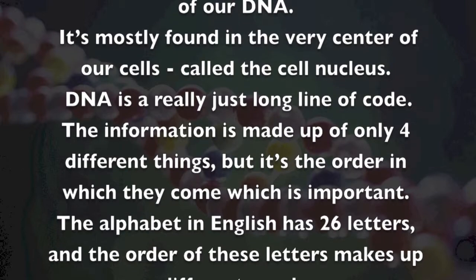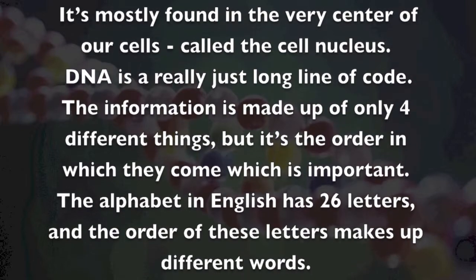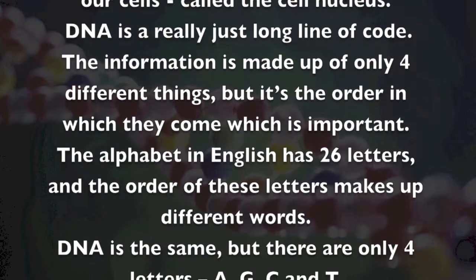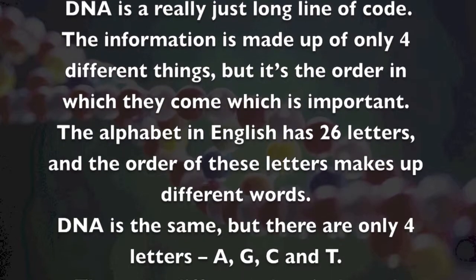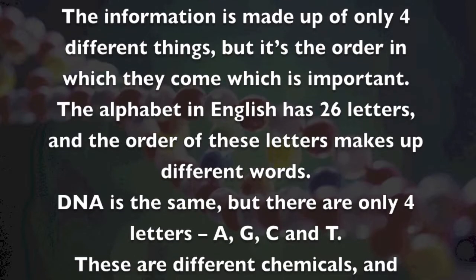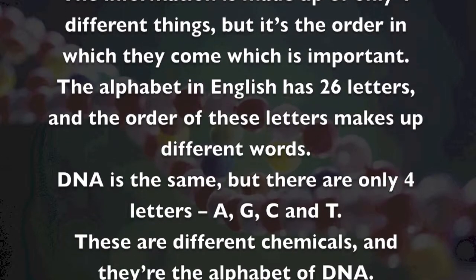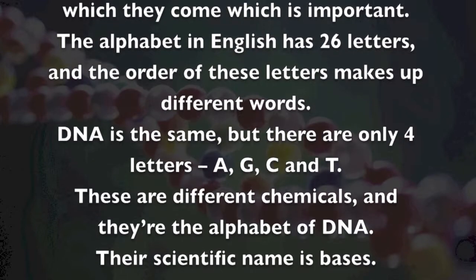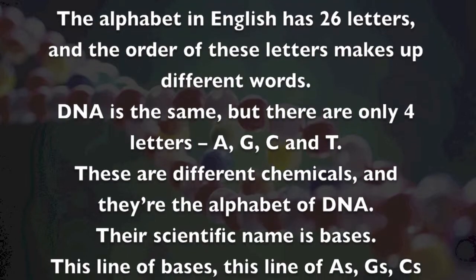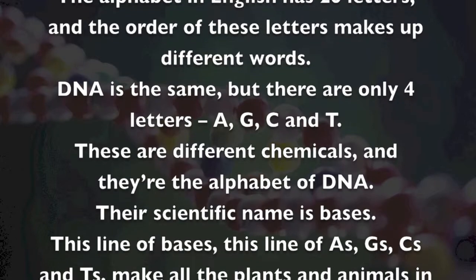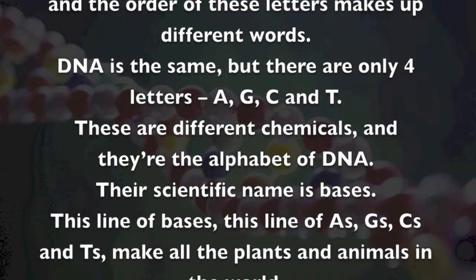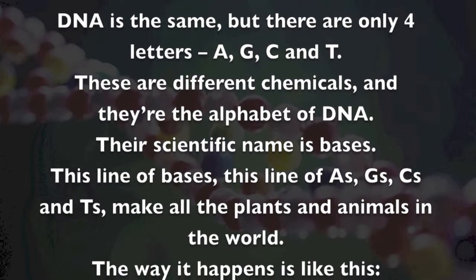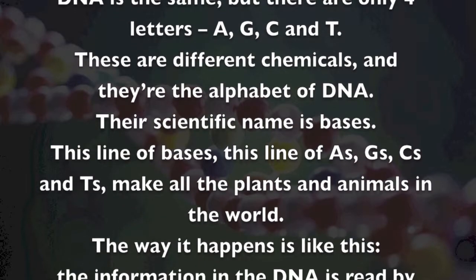The information is made up of only 4 different things, but it's the order in which they come which is important. The alphabet in English has 26 letters, and the order of these letters makes up different words. DNA is the same, but there are only 4 letters: A, G, C, and T. These are different chemicals, and they're the alphabet of DNA. Their scientific name is bases.